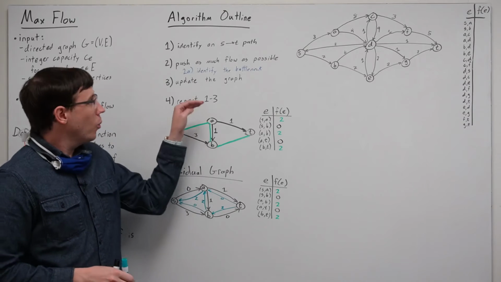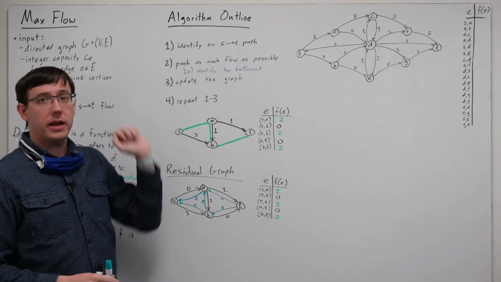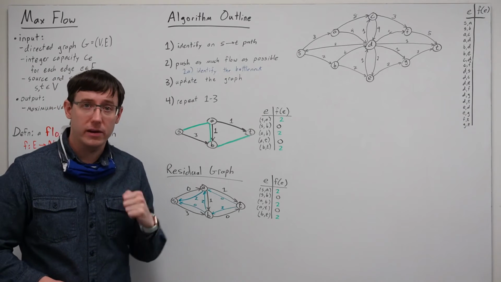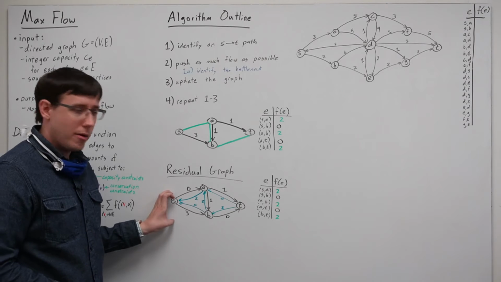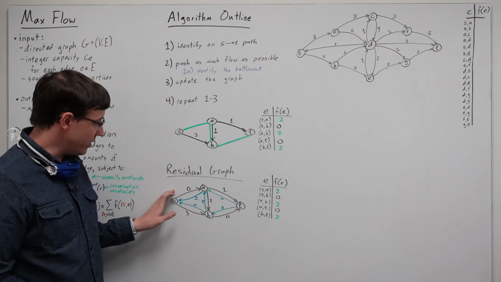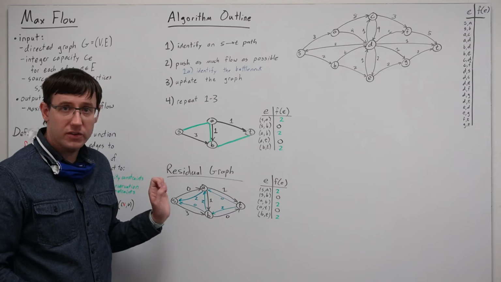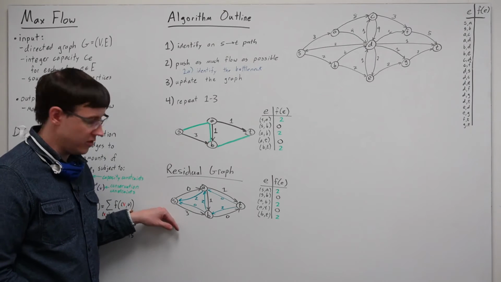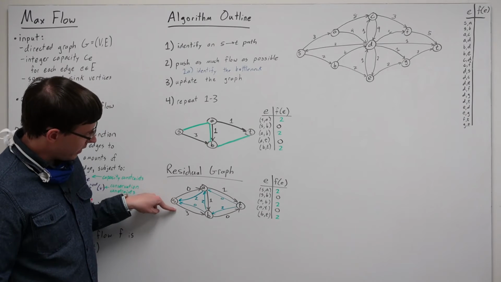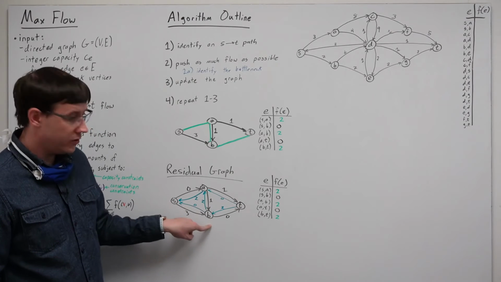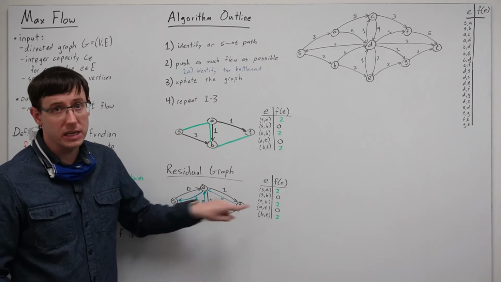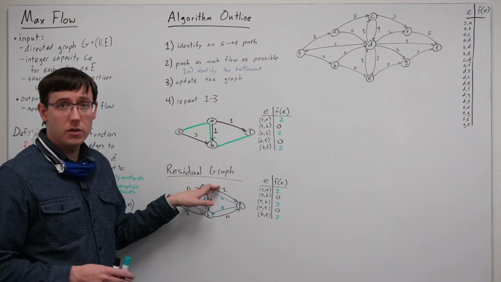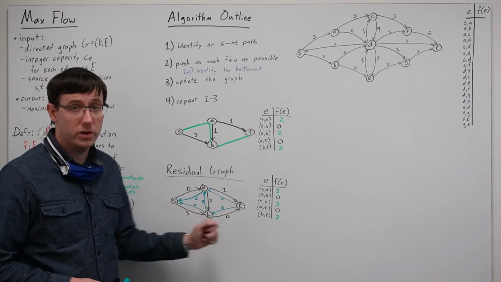And now, when we return to the top and look for another ST path, this time we will find one. Ignoring the 0 capacity edges means we still can't go from S to A, but we can now use the back edges in the residual graph and find the path S to B to A to T. The minimum capacity on that path is 1, so we will push 1 unit of flow.